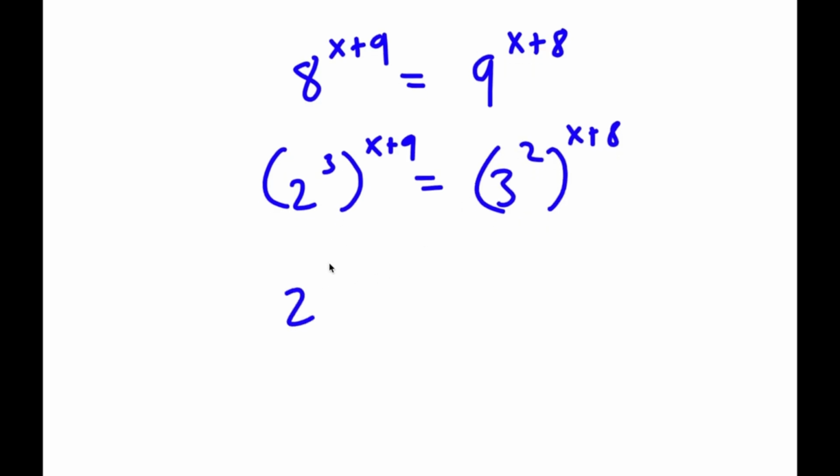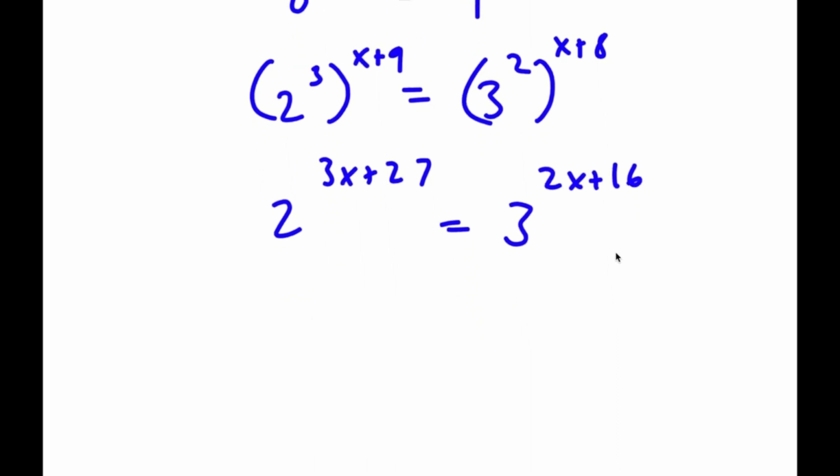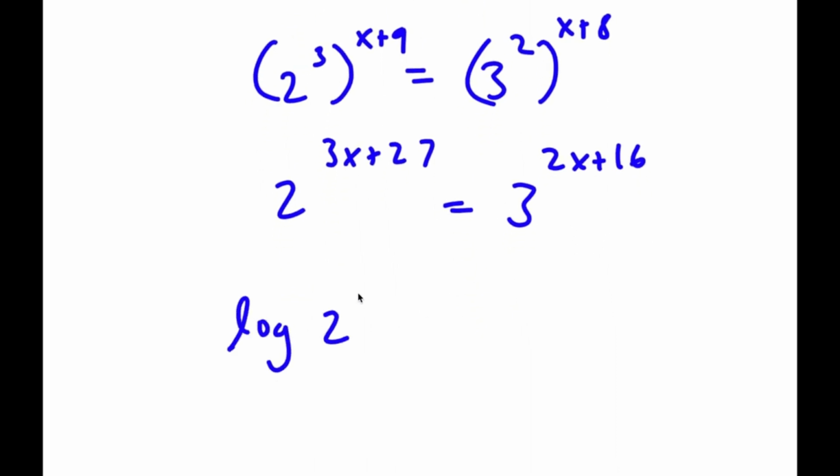Now, this is the same thing as 2 to the power of 3x plus 27. I simply multiplied 3 with x plus 9. I'm going to do the same thing with 2 and x plus 8, so 2x plus 16. Now, if I take the log on both sides, I have log 2 to the power of 3x plus 27 is equal to log 3 to the power of 2x plus 16.